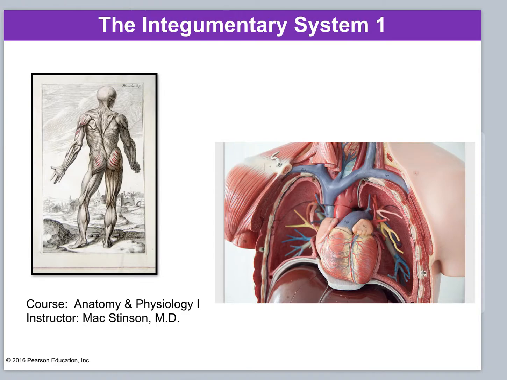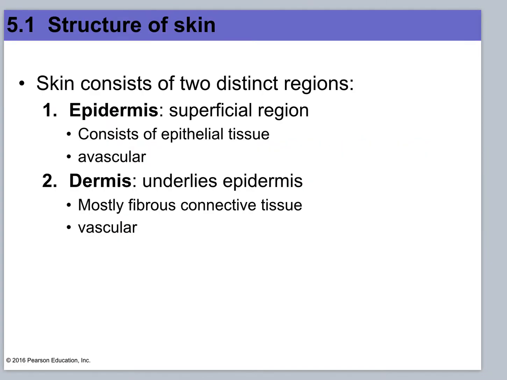This next lecture is the integumentary system, which is basically another word for the skin. We're going to look at the different portions of the integumentary system and the different components of the integumentary system. To start with, let's look at the two regions of the skin, the epidermis and the dermis.